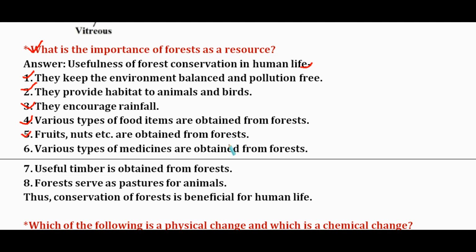Fruits, nuts, etc. are obtained from the forests. Various types of medicines are obtained from the forest. Useful timber is obtained from the forests. Forests serve as pasture for animals. Thus, conservation of forest is beneficial for human life.